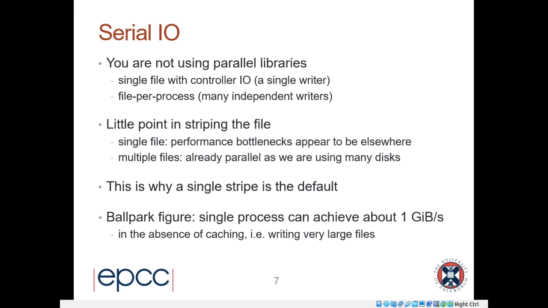I haven't had a chance to check this, but it's definitely true on ARCHER that there's little point in striping the file, because the bottlenecks appear to be elsewhere. Multiple files are already parallel, as we're using many disks. If you've got a single file, there's no performance gain from striping, because you can only do a gigabyte per second for a single process. This is why single stripe is the default, because a lot of people don't do parallel I/O. Ballpark figure, a single process can achieve about 1 gigabyte per second, which we've seen, slightly in excess of that.